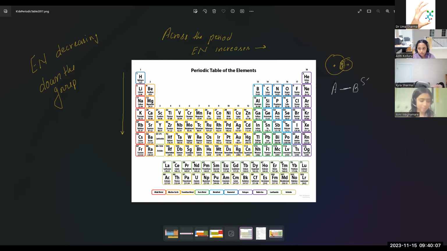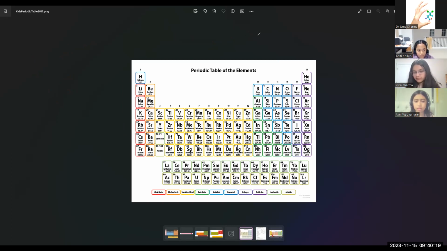Negativity will go, and partial positive would go. Okay, another question. There is fluorine bonded to chlorine. Who will have partial negative and who will have partial positive? Fluorine will have partial negative and chlorine will have partial positive. Very good.